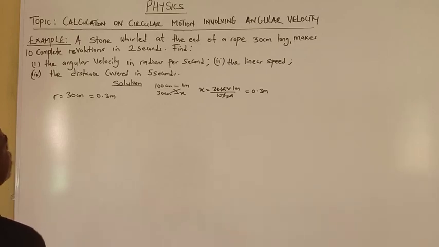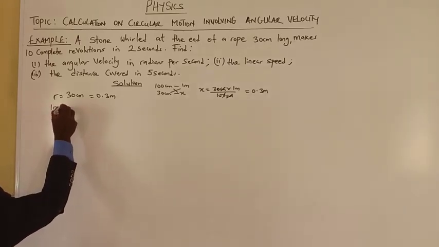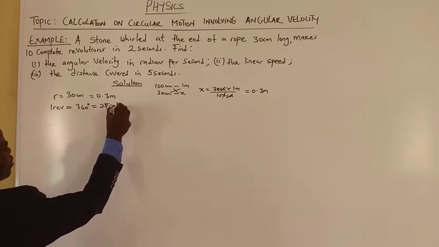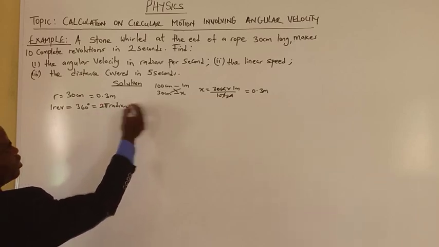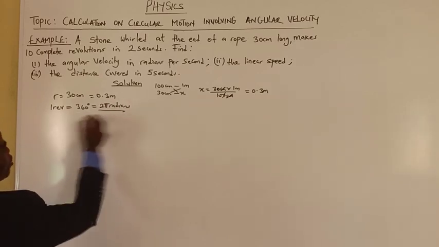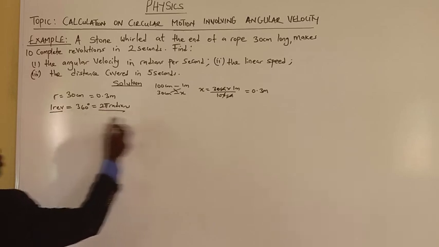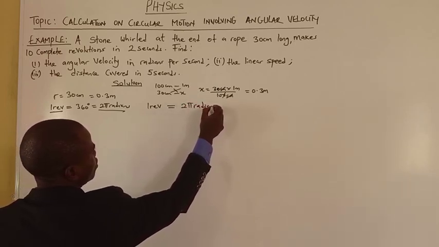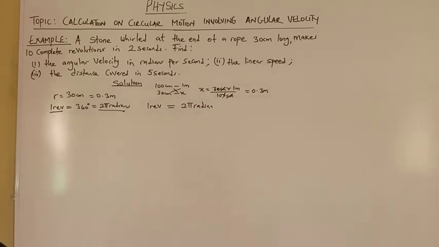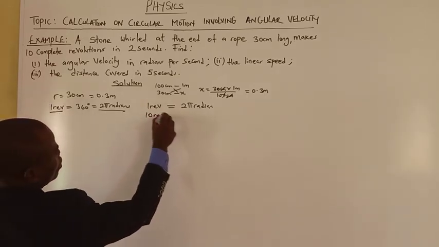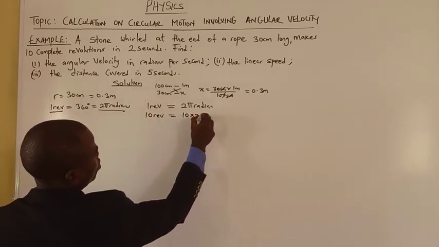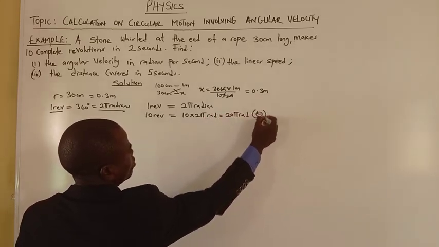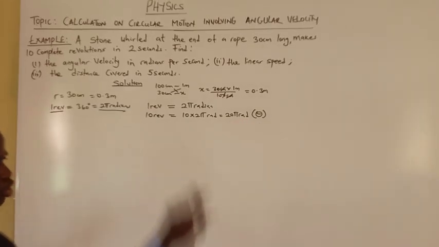What next do we need to do? Make 10 revolutions. Don't forget that 1 revolution is equivalent to 360 degrees, and also equal to 2 pi radian. Pi is 180 degrees, times 2, that's 360. We know this, but we are interested in 2 pi radian, so we relate it like that: 1 revolution is equivalent to 2 pi radian. And what do you have? We have 10 revolutions. 10 revolutions equals 10 times 2 pi radian, which is 20 pi radian. This one is theta; anything in radian stands for the angle turned through by the body.